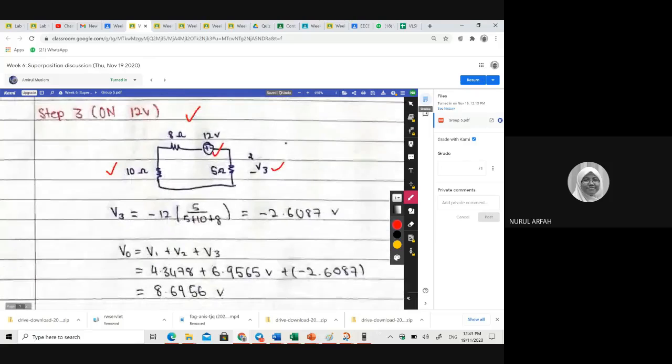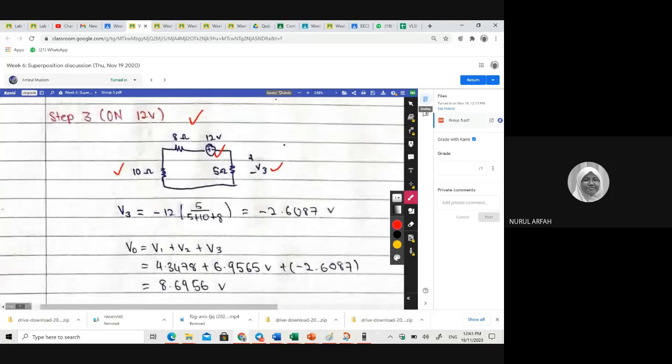Number 3, you're going to have this. And look at the current direction again. You're going to find V3, right? So if you follow this way, then look at your positive, negative here. If you follow passive sign convention of the active source here, it's supposed to be that way. That's why your friend's group here has the answer of negative side here.